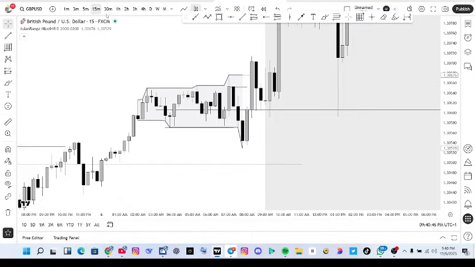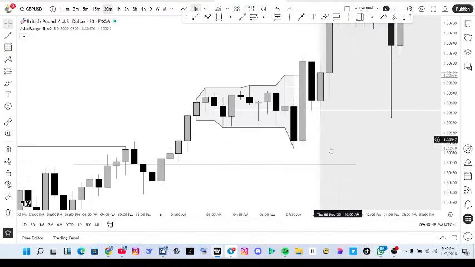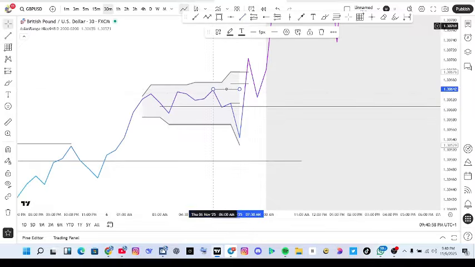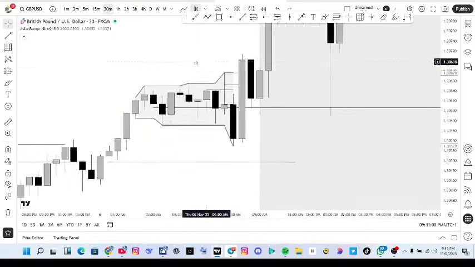There's a break of structure here. Let's go to 30 minutes and see. Look, in 30 minutes, we still have a break. In 30 minutes, see a break here. See another break here. Now, this one is enough confirmation for me to enter a buy.